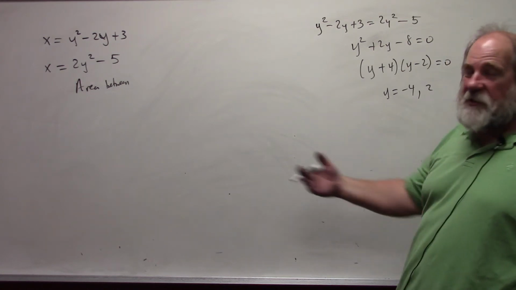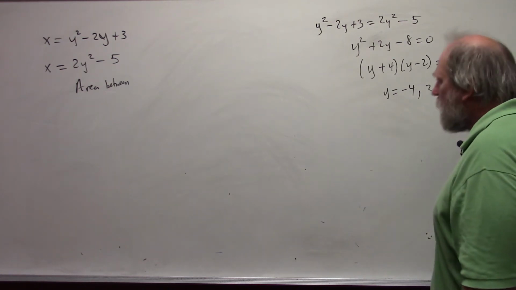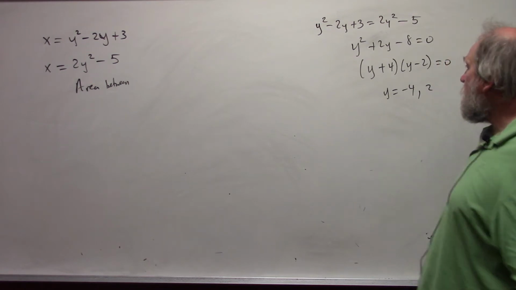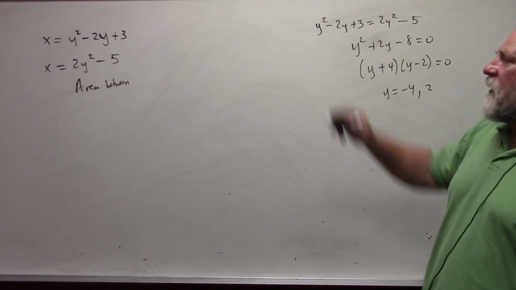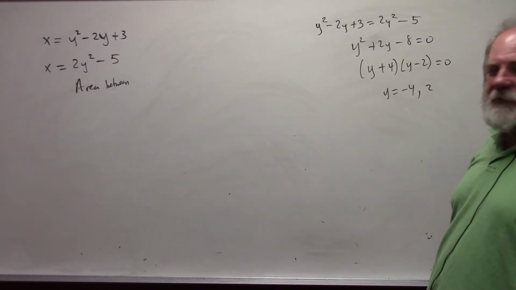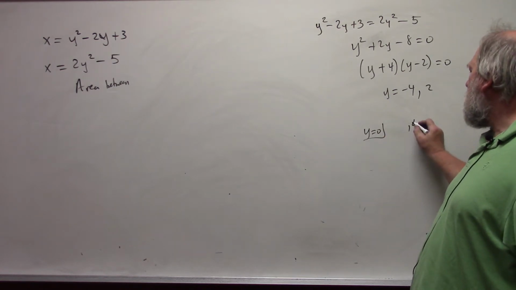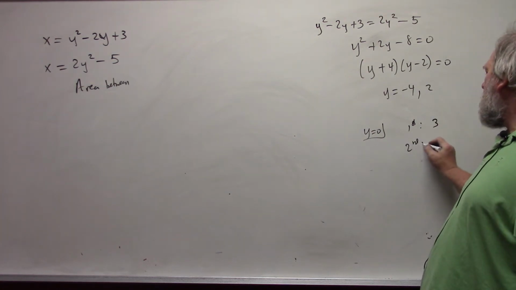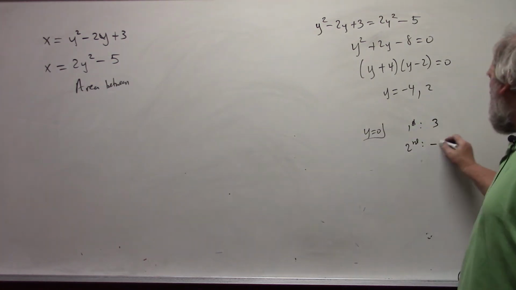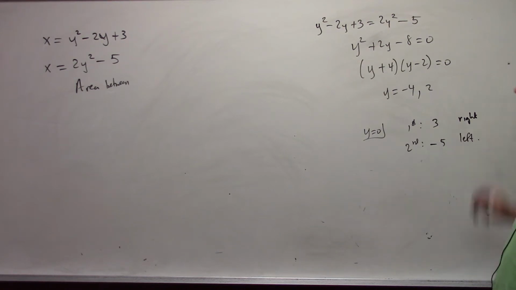What I need to determine is which one is further to the right, which one is the one to the right, which one is the one to the left in that region. And so what I can do is pick any number I want that is between negative 4 and 2 and put it into the two functions. So let's suppose that I pick y equals 0. For the first one, the end result comes out to be 3. For the second one, the end result comes out to be negative 5. Therefore, the first is the one to the right. The second is the one to the left.